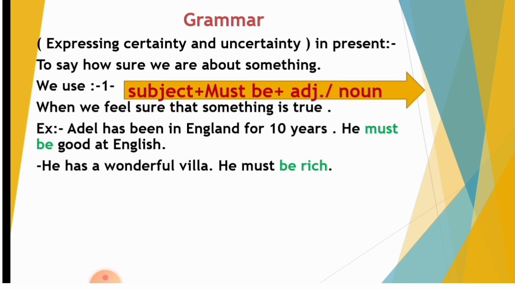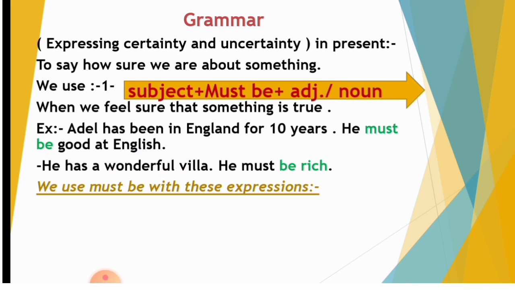We have another example. He has a wonderful villa. He must be rich. The second sentence also is the deduction here. We use must be to express how sure we are about this thing. So we are very sure here. So we use subject, must be, plus adjective.